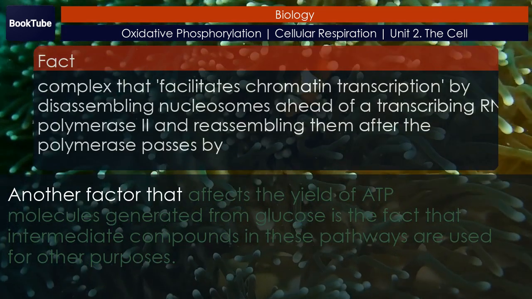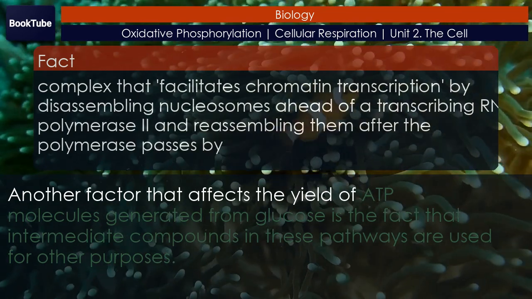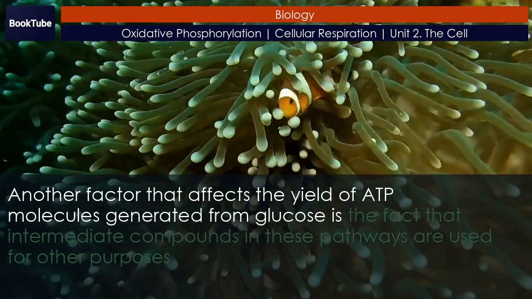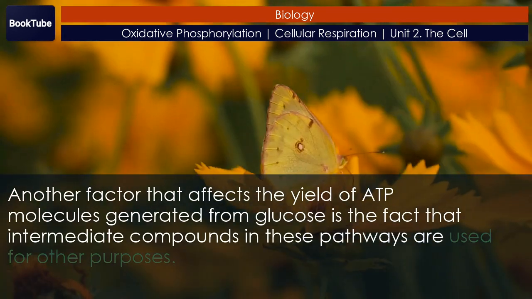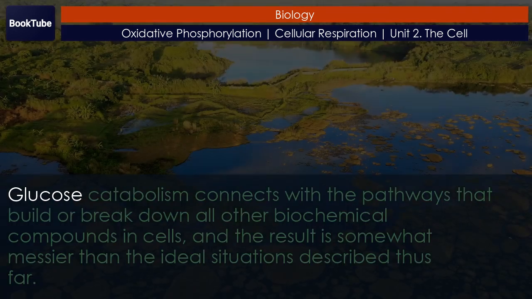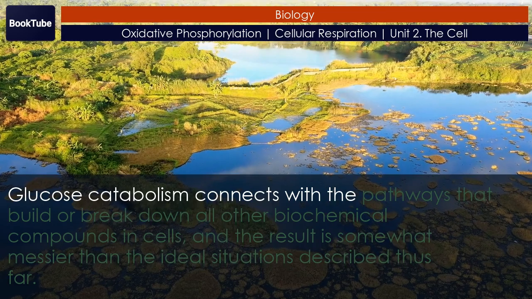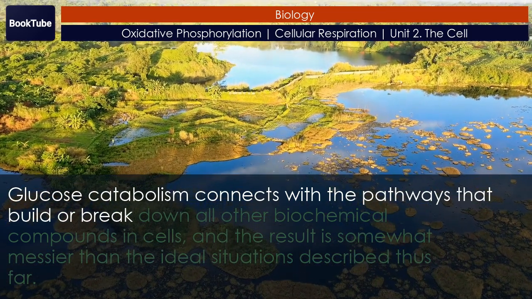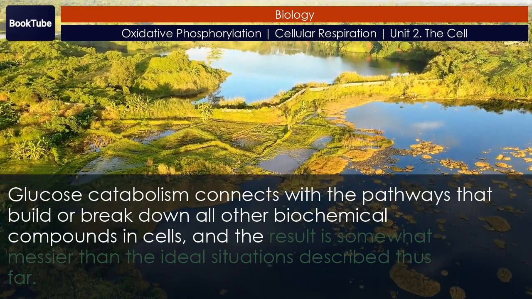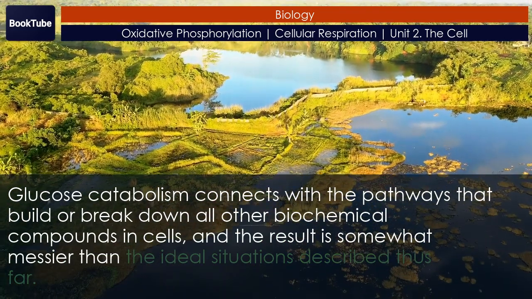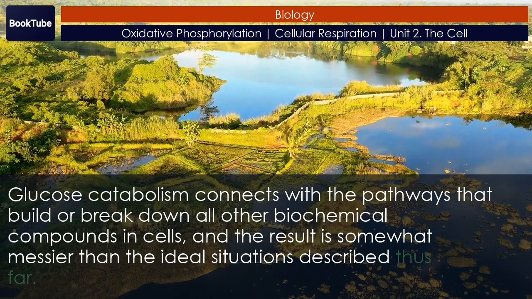Another factor that affects the yield of ATP molecules generated from glucose is the fact that intermediate compounds in these pathways are used for other purposes. Glucose catabolism connects with the pathways that build or break down all other biochemical compounds in cells, and the result is somewhat messier than the ideal situations described thus far.